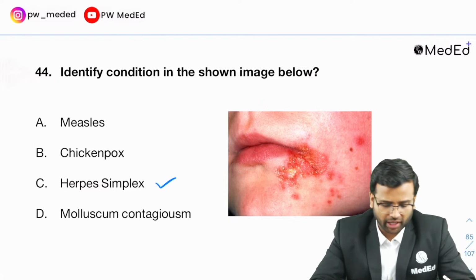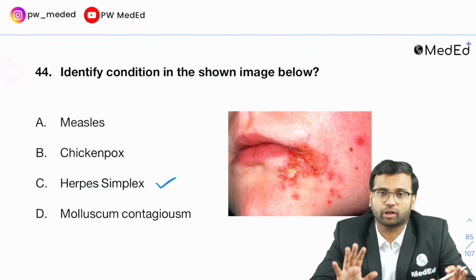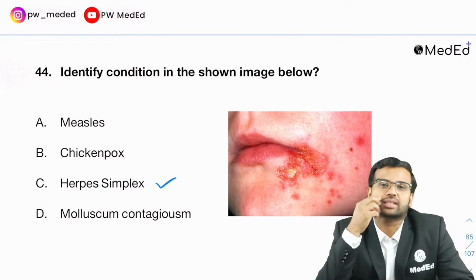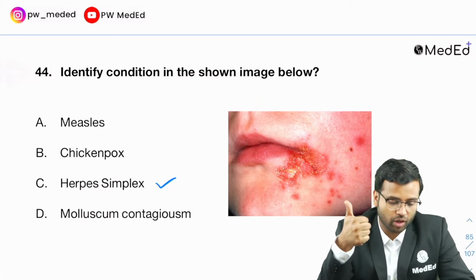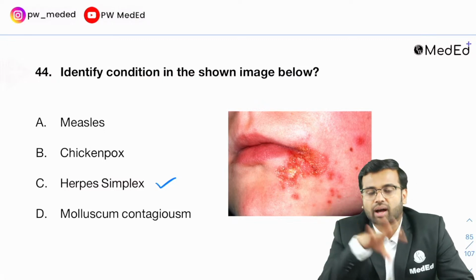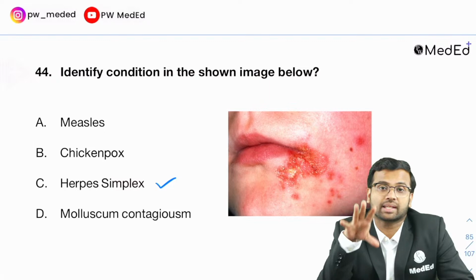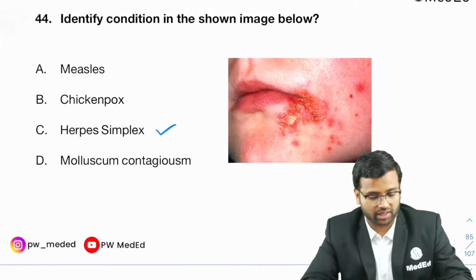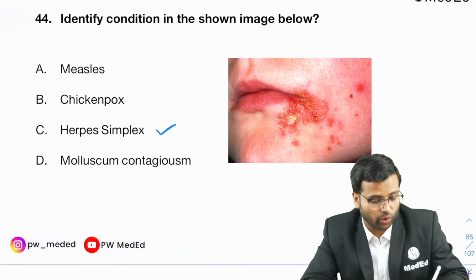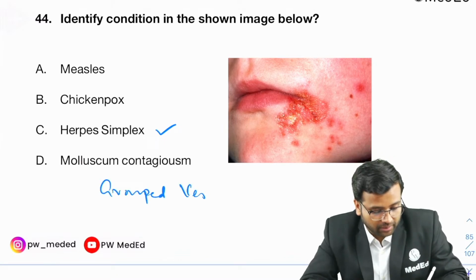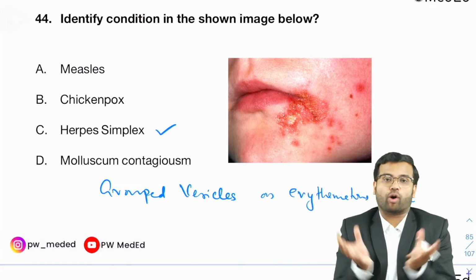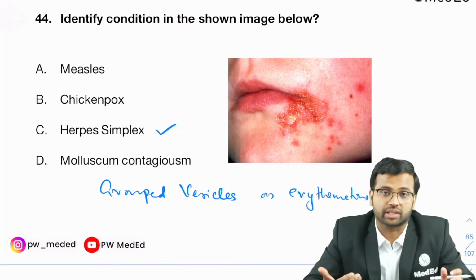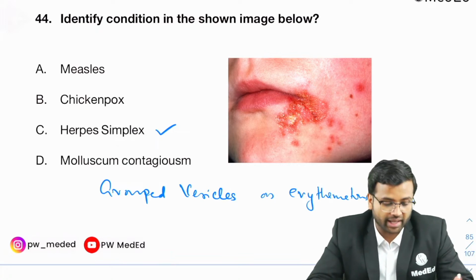See, always remember that on the day of exam, in case you find these kind of images, especially over the face, when there is some crusting that is seen, it can be either impetigo contagiosum, or it can be herpes simplex. Now still, how can you differentiate? Because in herpes simplex, just try to remember the commonest presentation. In herpes simplex, the commonest presentation is going to be grouped vesicles on an erythematous base. So when you get a group of vesicular lesions, that is fluid filled lesions on an erythematous base, it's called herpes simplex.